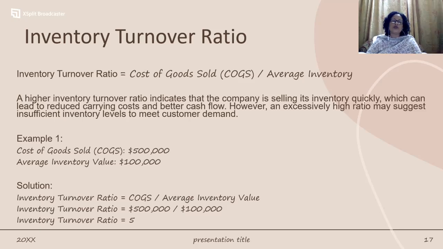So, cost of goods sold is given as 5 lakh. Average inventory value is given as 1 lakh. So, inventory turnover ratio is cost of goods sold divided by the average inventory value. So, 5 lakh divided by 1 lakh, that is 5.